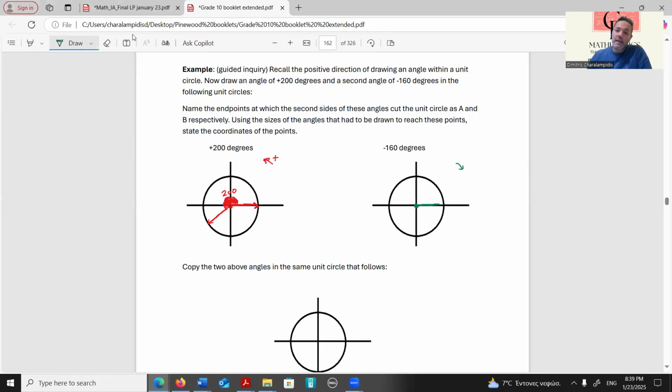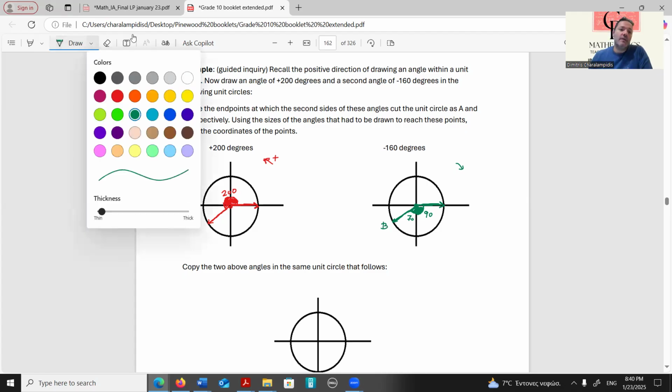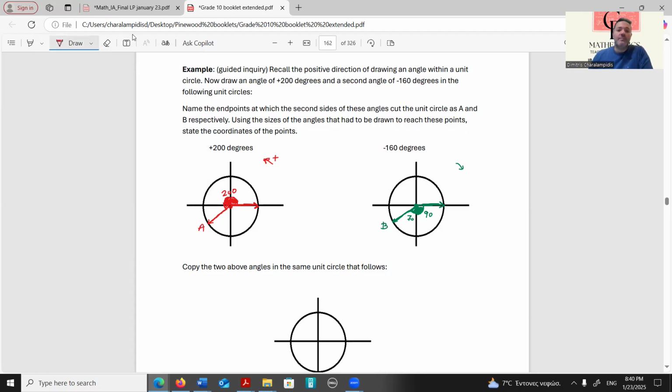So, again, starting on the positive horizontal direction, we go up until the point where the size of 160 has been met. Let's assume it should be about that. So this is the angle of 160. This is 90. This is 70. And then it says name the endpoints as A and B respectively. This would be B, and similarly, this would be A.